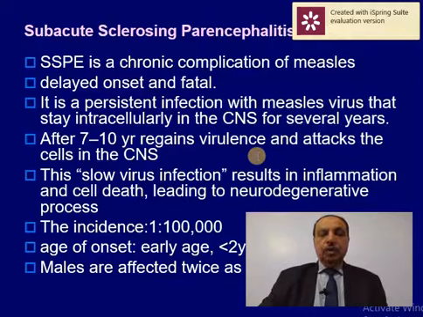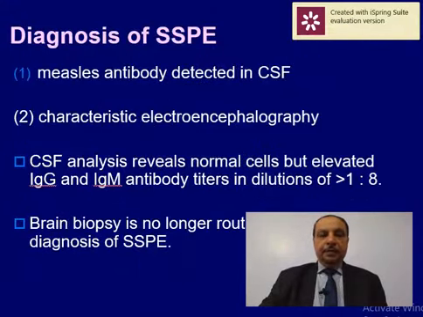The age of onset: for those who got measles below the age of 2 years, panencephalitis can occur. 50% of the cases will be in children below 2 years, and 75% of the cases will be below the age of 4 years. Males are affected twice as often as females.